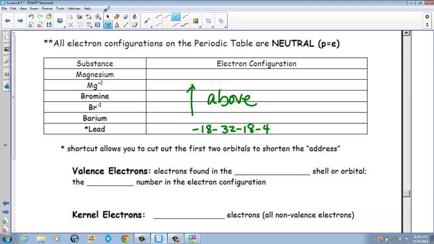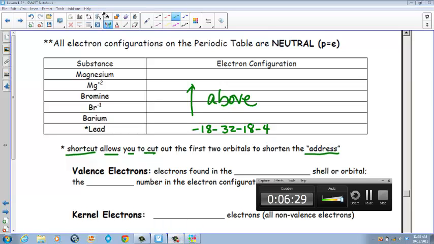Okay, so here this asterisk is a shortcut that allows you to cut out the first 2 orbitals to shorten the address, basically. This is the address for the electrons, saying this is where they are all located. All right, so this should be 2-8, which would be the first energy levels, and then we would have the subsequent. So here we would have 2 energy levels, 3, 4, 5, 6. So lead has 6 total energy levels.